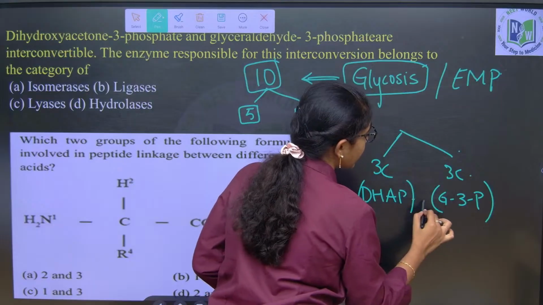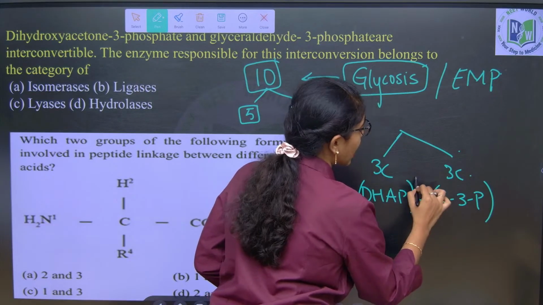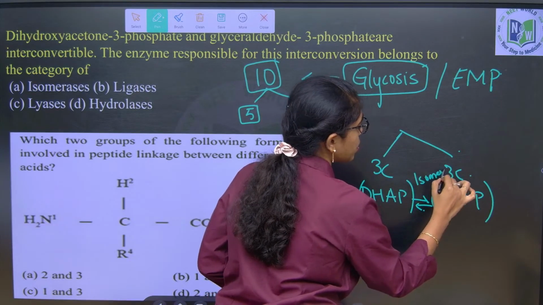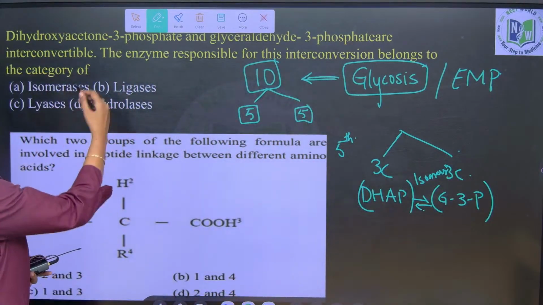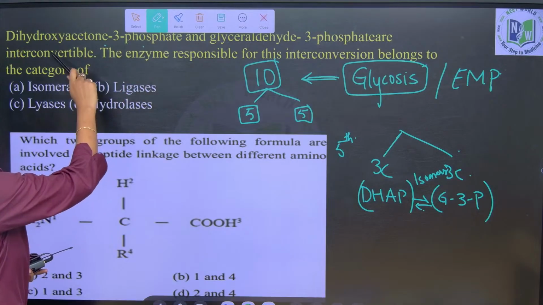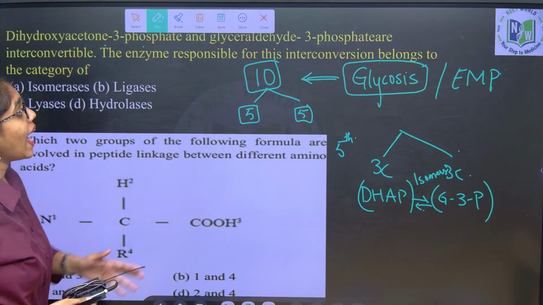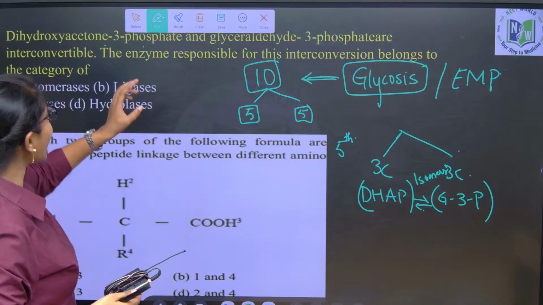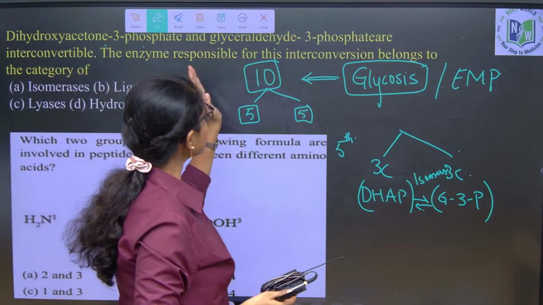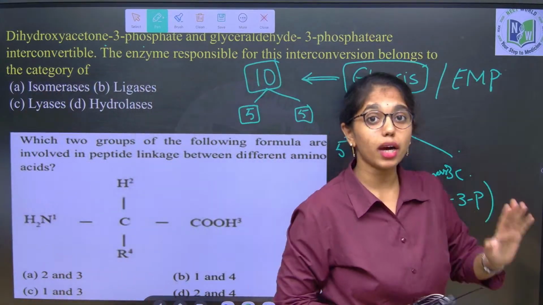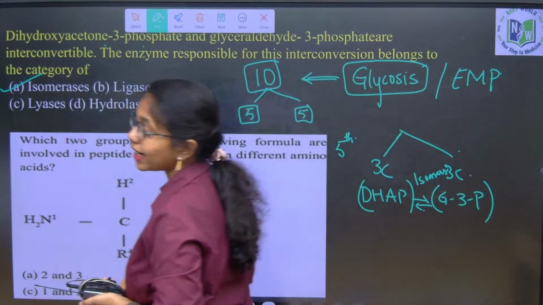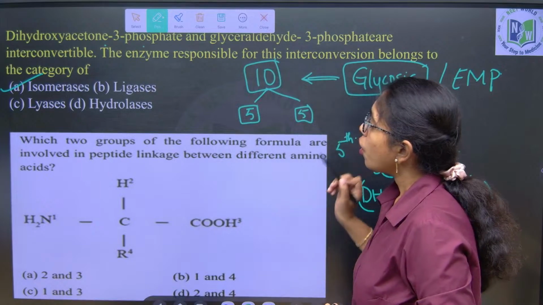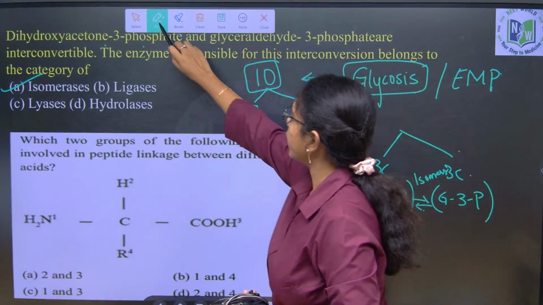They are interchangeable through isomerases. They are interchangeable through what? Enzymes? Isomerases. So here is the question: DHAP, dihydroxyacetone phosphate, and glyceraldehyde 3-phosphate are interconvertible. The enzyme responsible for the interconversion belongs to the category of isomerases. That is option A.